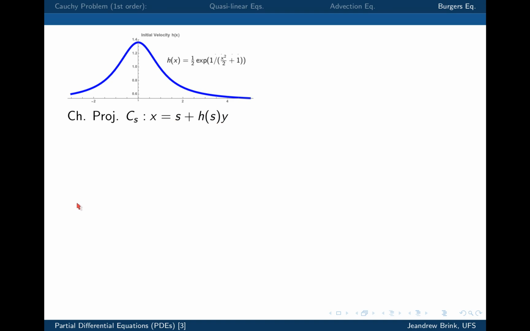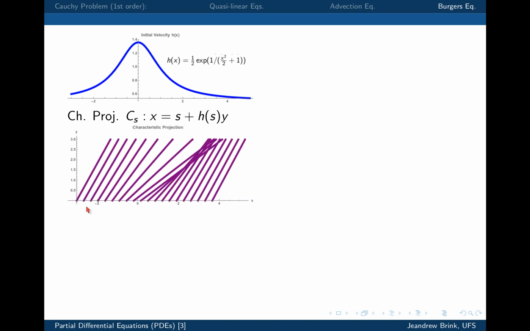Okay, so it's uniformly distributed. Then you have the slope, so you can invert this thing and say y is basically equal to x over h of s minus s over h of s. Okay, so you basically have the slope that then changes. The larger h of s is in this bump over here, the inverse 1 over h of s sort of pushes the lines to be skewed that way.